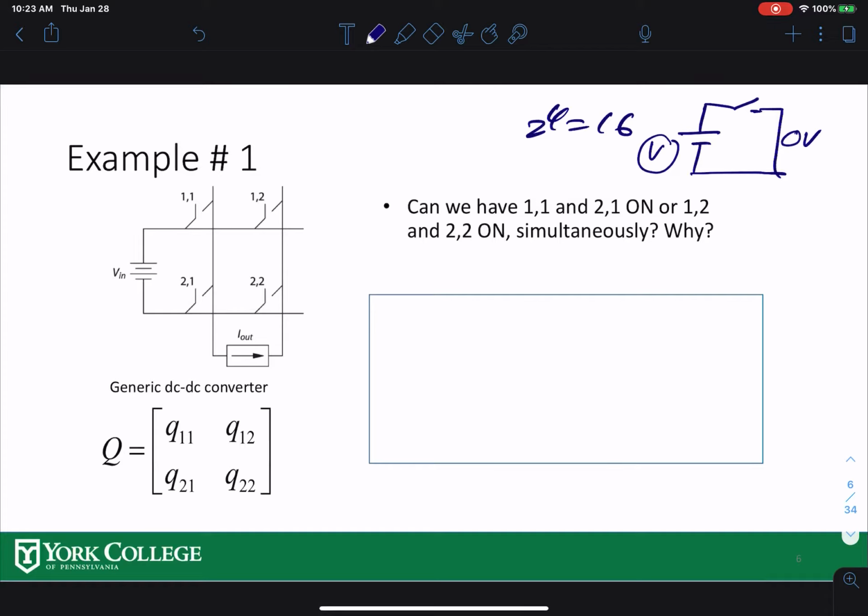All right. Now, over here, there are two obvious combinations that will violate KVL. That is, if you turn on Q11 and Q21 at the same time, that will connect your source to a short circuit, and that is going to violate your KVL. And same if you turn on Q12 and Q22 at the same time, that also violates KVL. Think about a short circuit here.